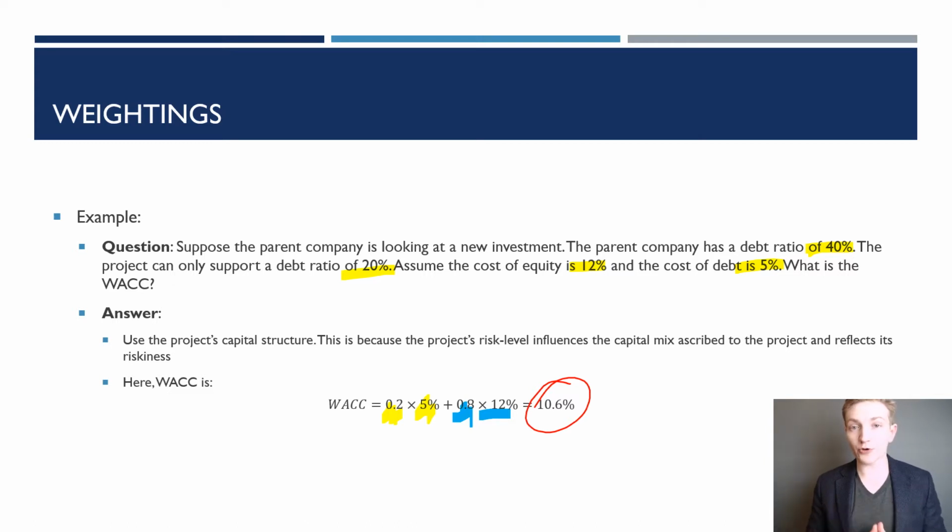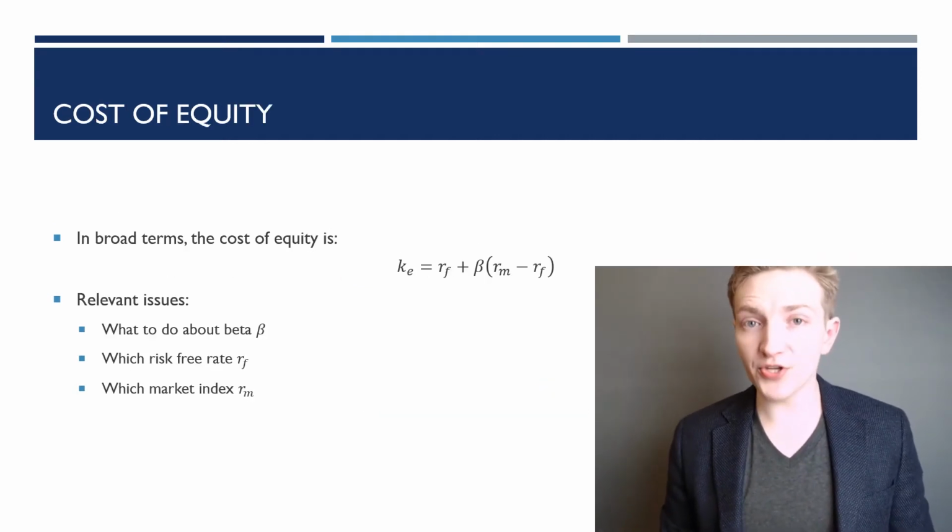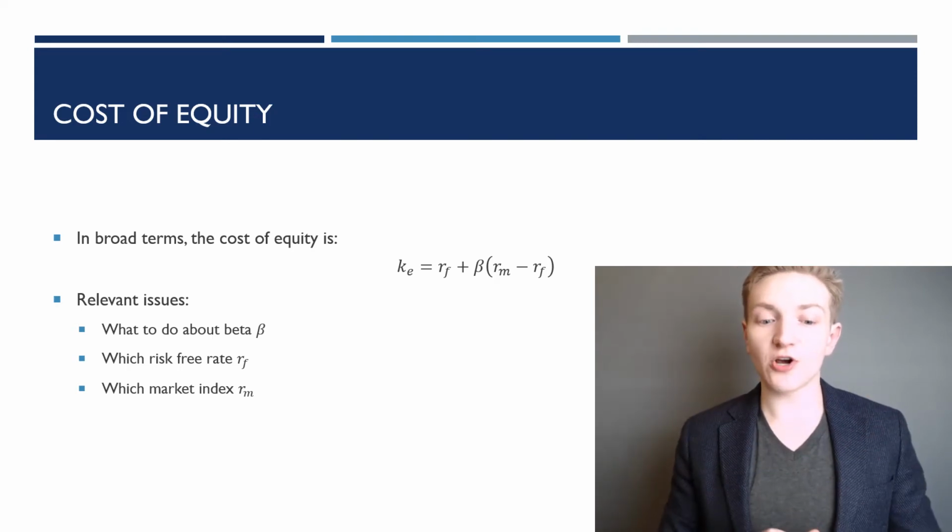We use the cost of capital that is appropriate for this particular subsidiary as opposed to the overall cost of capital, which might not be appropriate for something of this level of risk. Now, let's focus specifically on the components of the cost of capital. In particular, our first one is the cost of equity.